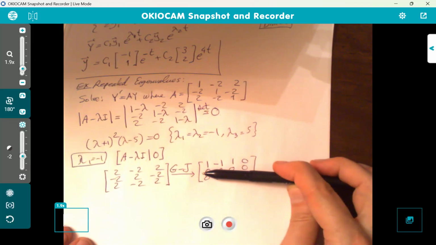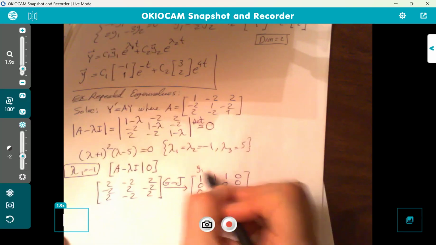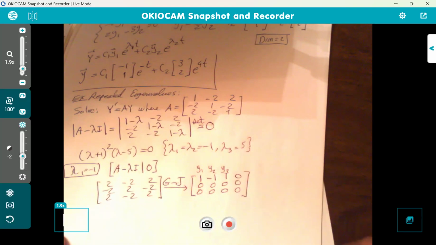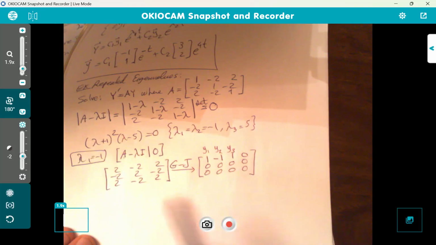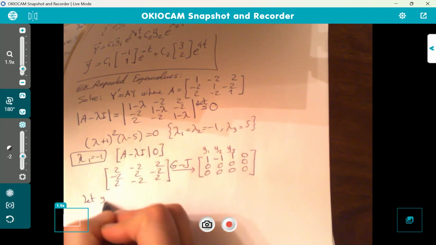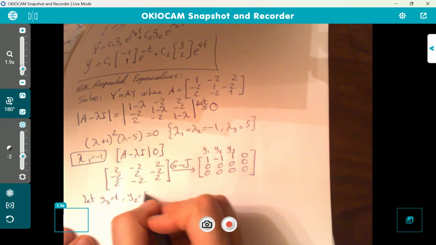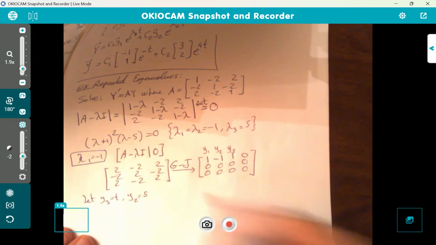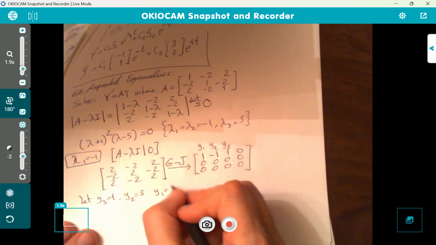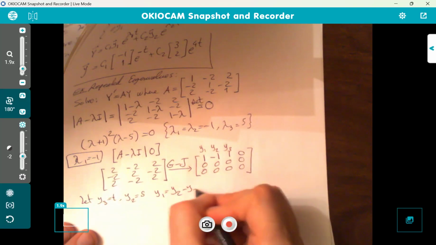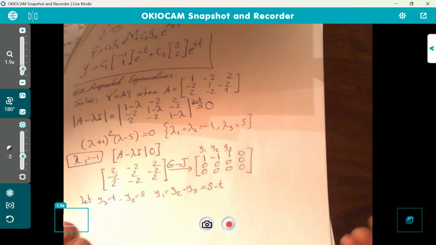Well, from this, remember, these are the coefficients on y1, y2, y3. So our free variables are going to be y3 and y2, correct? So I'm going to let y3 be t. y2, the other free variable, let it be s. And then y1 is therefore, you move y2 to the other side, it becomes positive, y3 to the other side becomes negative. So y1 is s minus t.